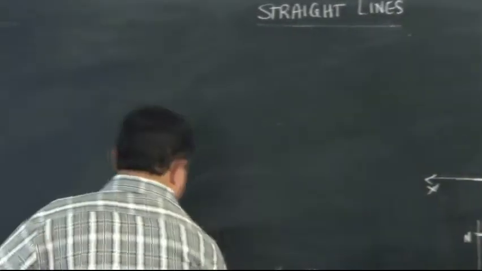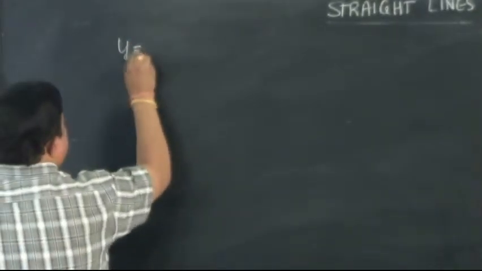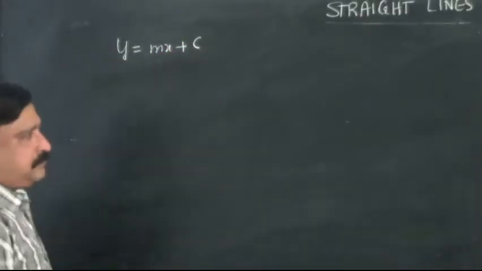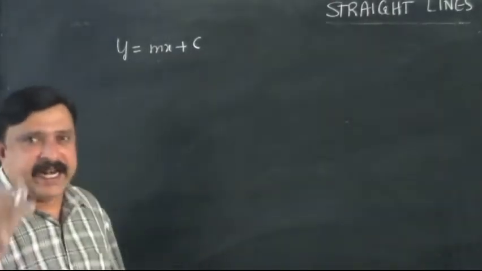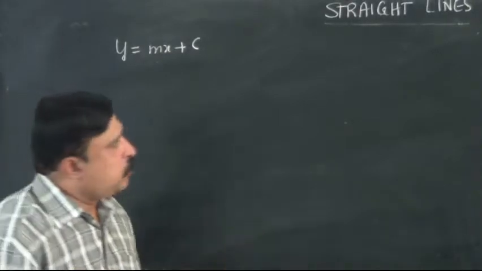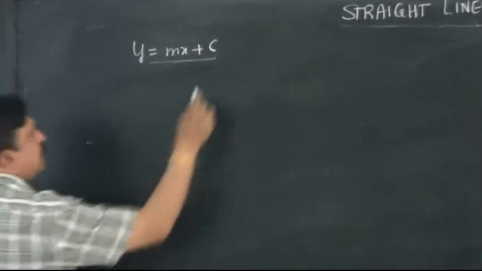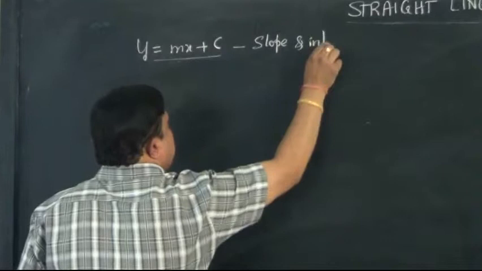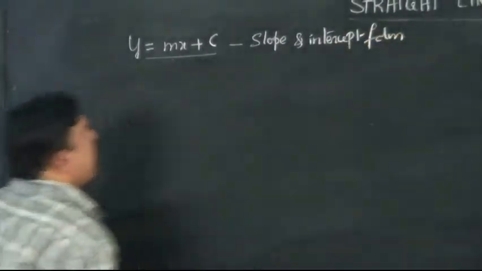You all know that y equals mx plus c is the equation of the straight line in slope and intercept form. Anyway, we will discuss the various forms of the equation of a straight line in detail, but right now you can note this point also. You are familiar with this equation. This is called the slope and intercept form of the equation of the straight line.